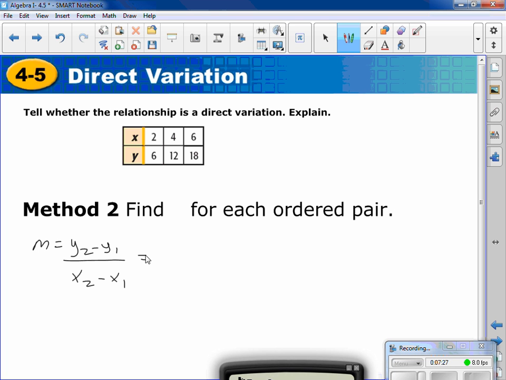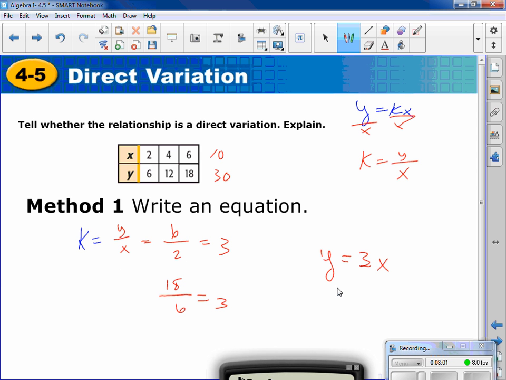Give me a y value. 12. Give me another y value. 18. What's the x value that corresponds to the 12? 4 minus 6. 12 minus 18 is negative 6. 4 minus 6, negative 2. Negative 6 over negative 2, 3. I got the same answer this way as I did this way.